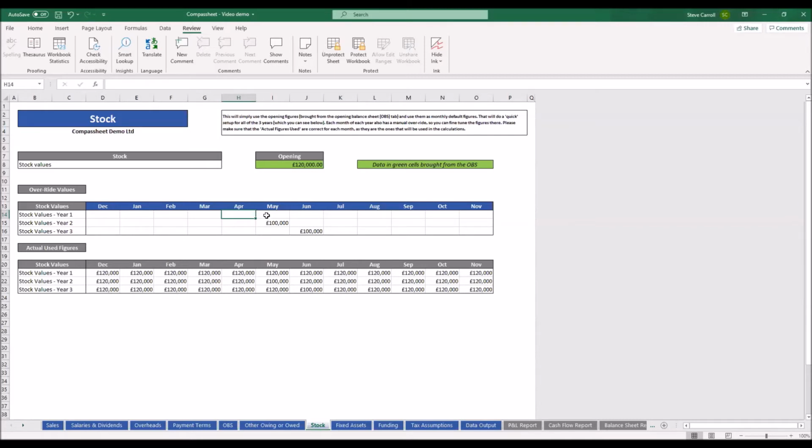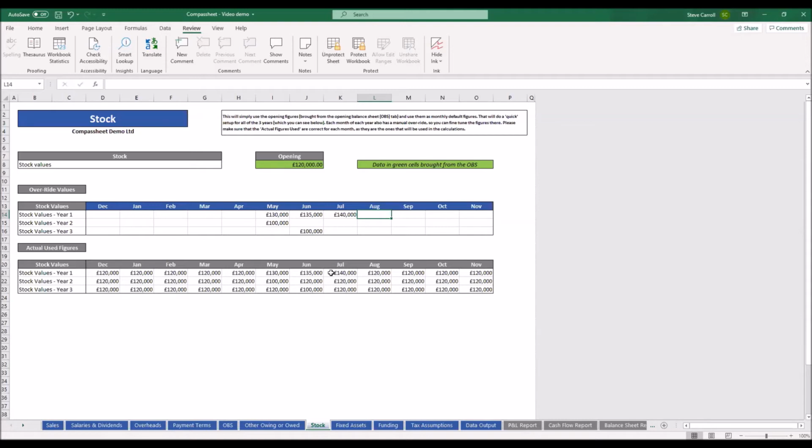So it could be, if we were going to build up stock, 130,000, 135,000, 140,000, etc. So whatever figures we put in here, it will override that opening figure of 120,000 and build that up. What the model does when we're increasing or decreasing stock is feed that through into the supplier payments and balances as well.